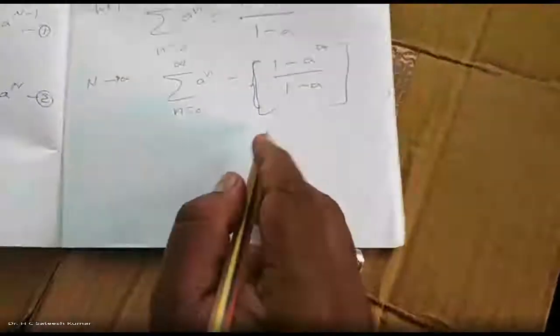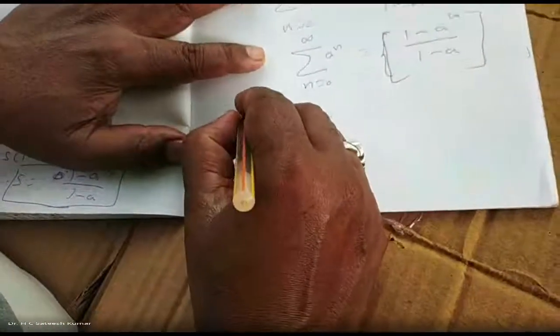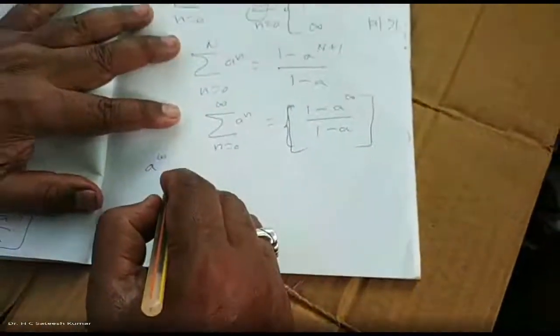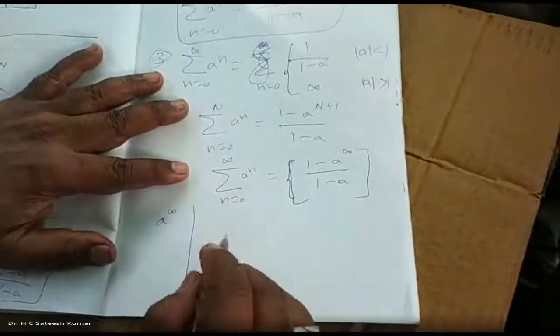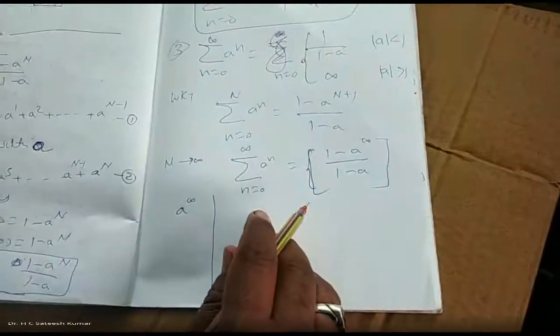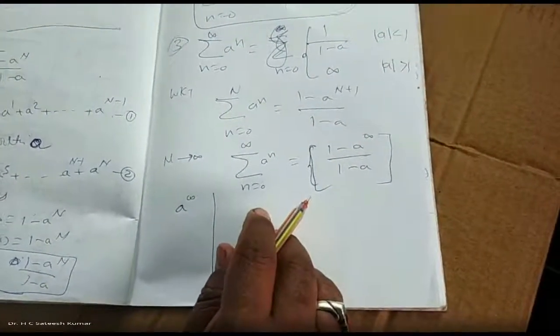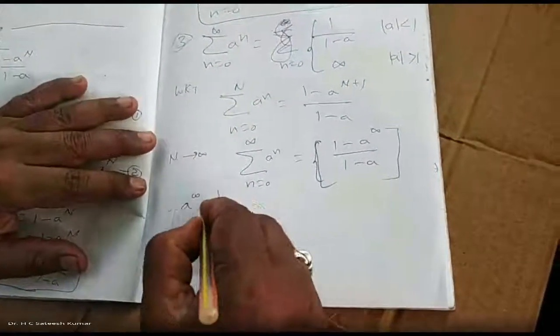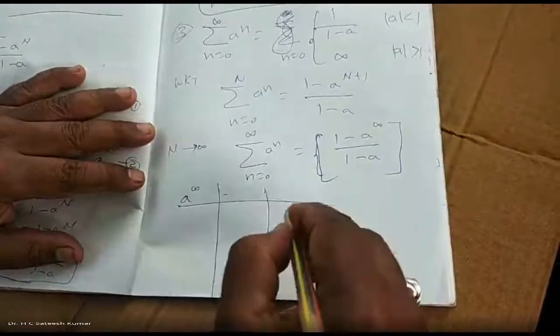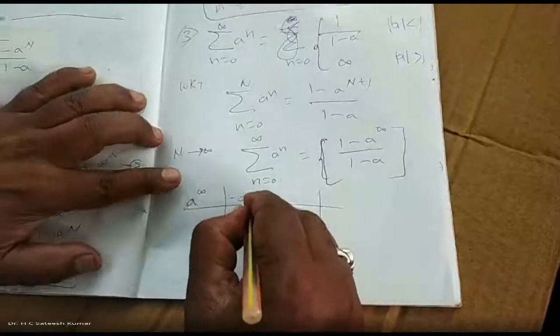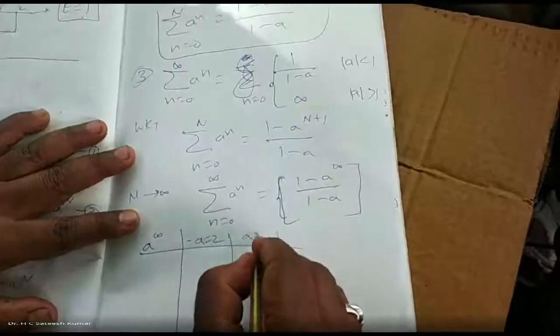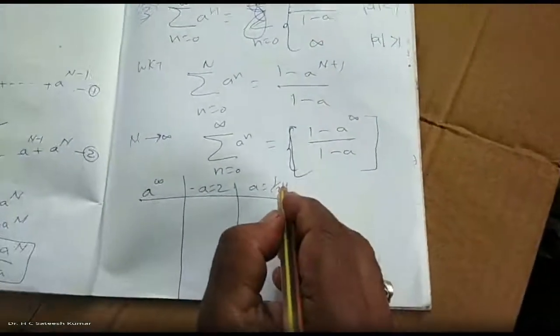What is this a power infinity? Many students will give the wrong answer when I ask this question. Someone will say a power infinity is infinity, someone will say 0. What exactly is it? Let me check it out. What is a power infinity? I'll take a is equal to 2, and then a is equal to half. Then you will understand that.